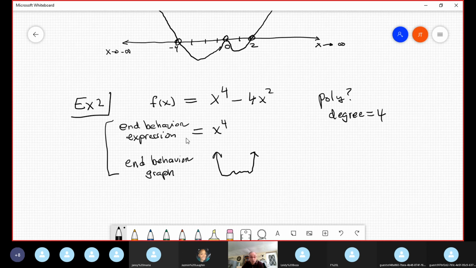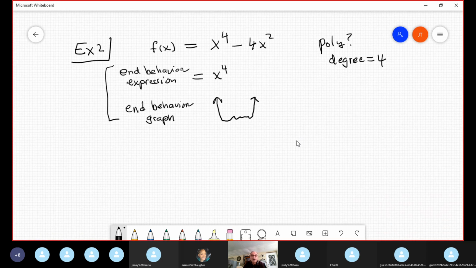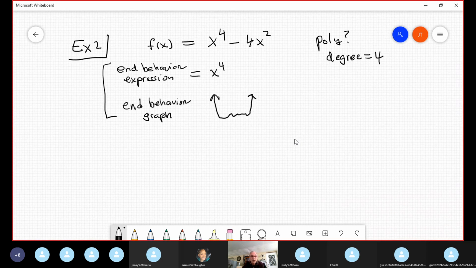Okay, that's it. Now let's find the zeros. Let's find everything. Let's find the y-intercept and x-intercept, the zeros. To find the y-intercept, you evaluate the function at 0. Because 0 to the 4th power minus 4 times 0 is 0. 0 is equal to 0, and the point (0, 0) belongs to our function. (0, 0) is both the x and y-intercept.